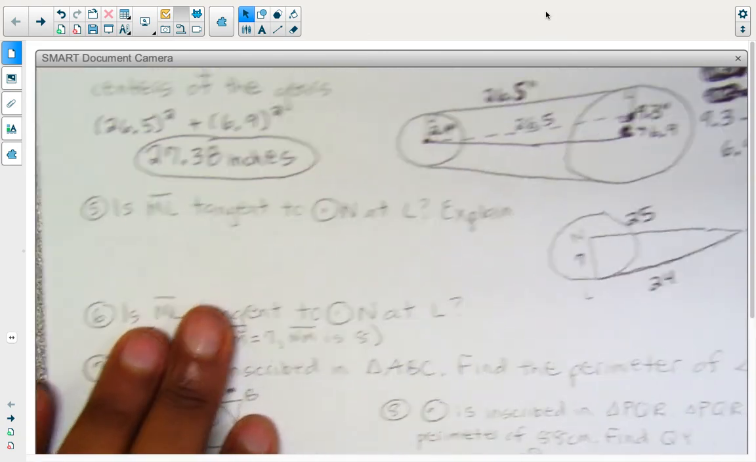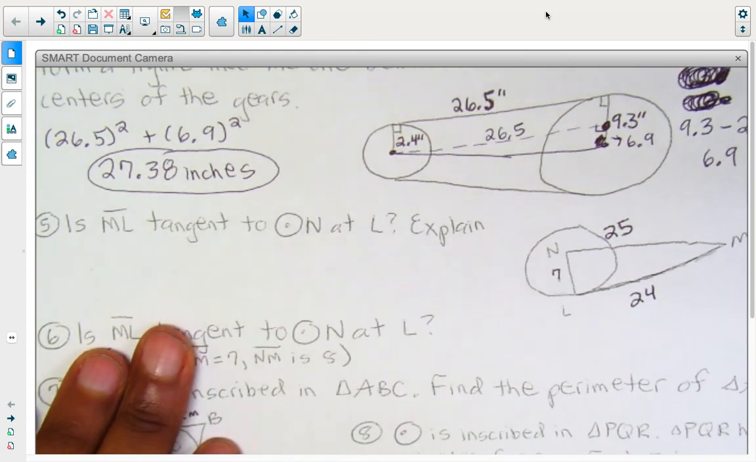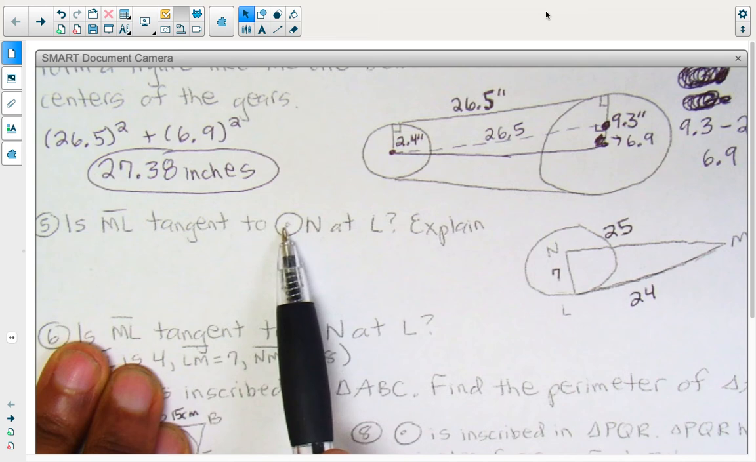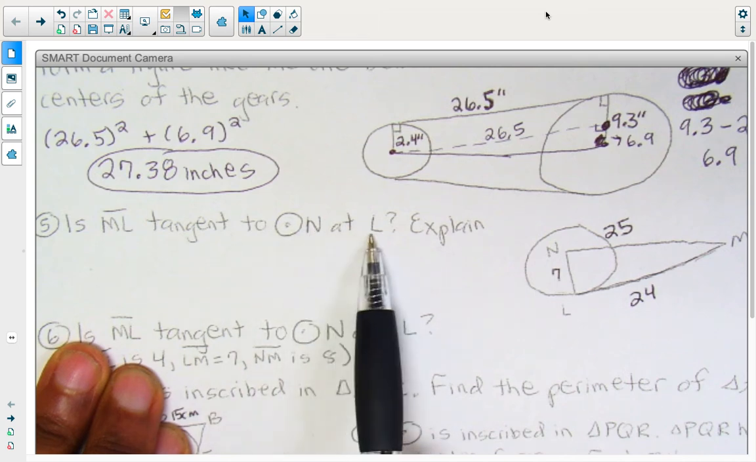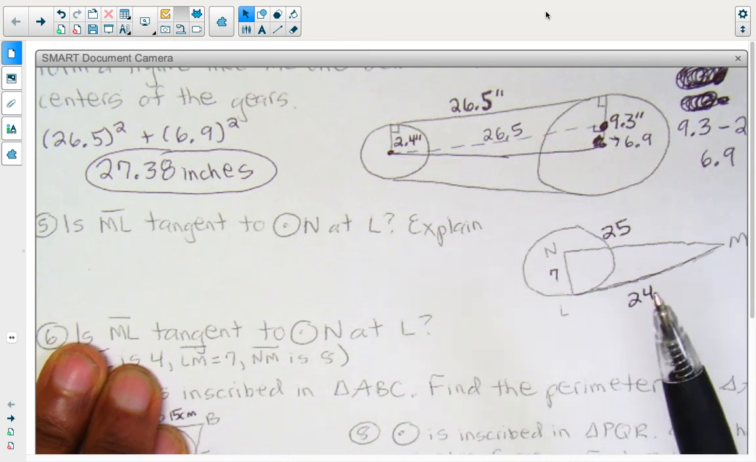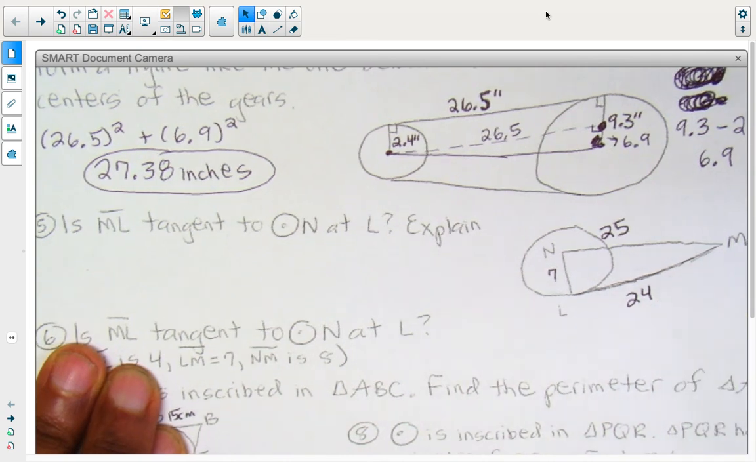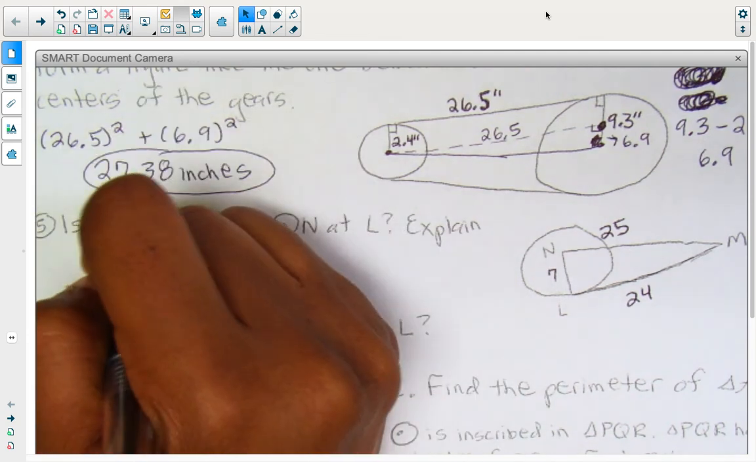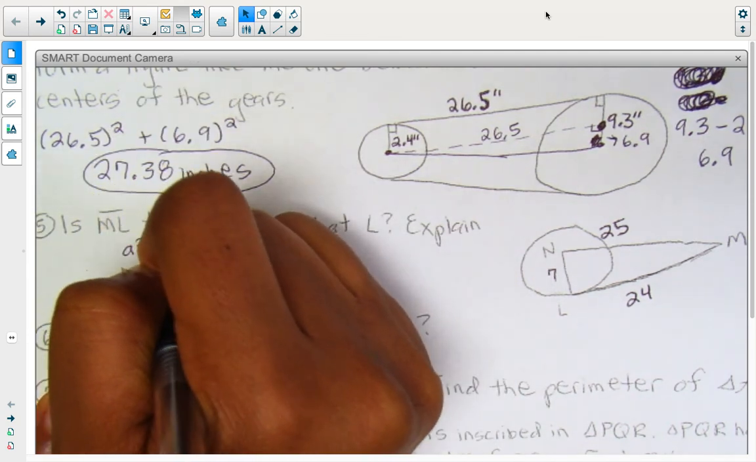Number 5, it's asking us, is ML tangent to circle N at L? And we have to explain ourselves. I have this picture over here. We're trying to figure out if ML, this line right here, is indeed tangent to my circle. So we're going to use Pythagorean Theorem to test that out. Pythagorean Theorem: a squared plus b squared equals c squared.